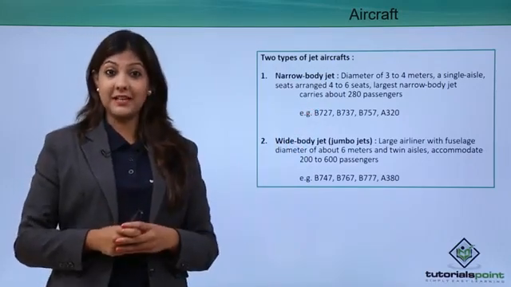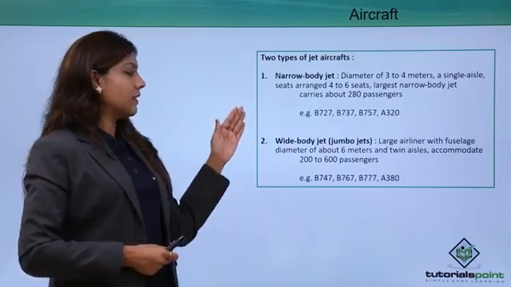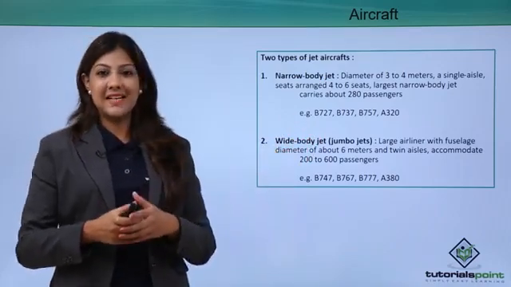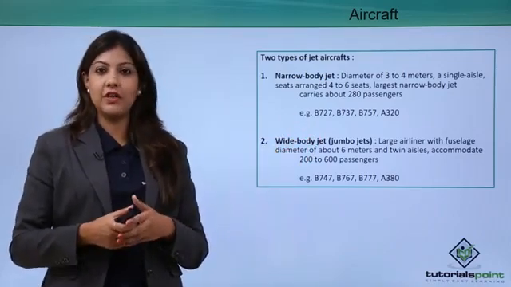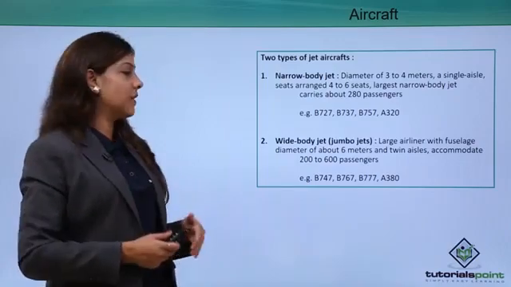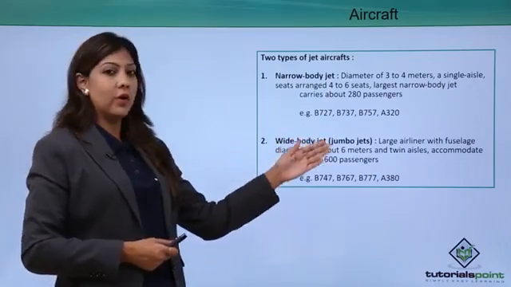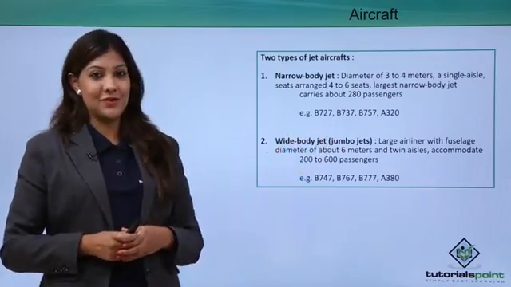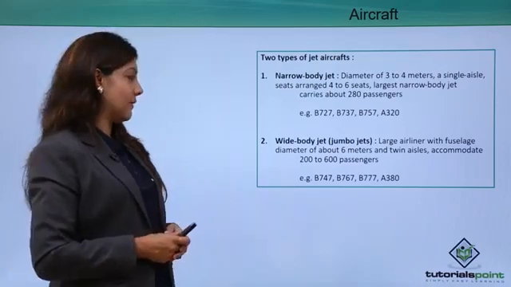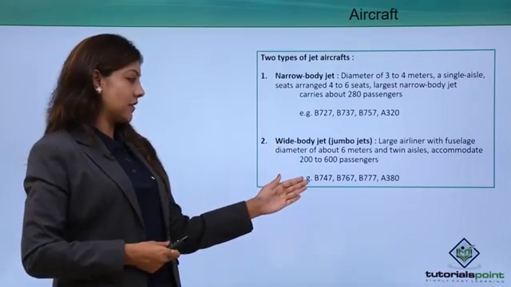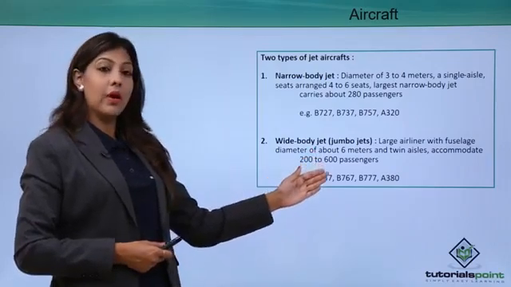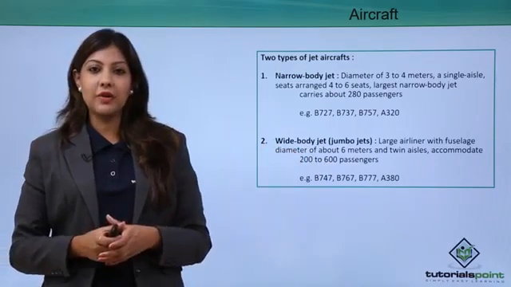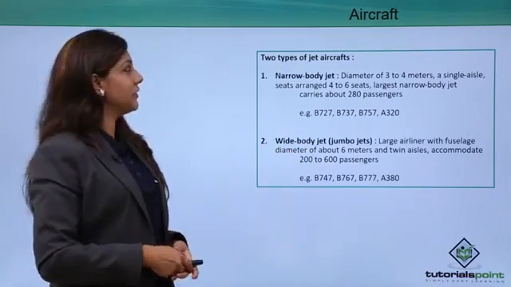Let's take a look at the wide body aircraft. So in the wide body jets, we have a larger airline with a fuselage diameter of about 6 meters. While the narrow one had only 3 to 4 meters, the wider body has about 6 meters and it is always a twin aisle, can accommodate from 200 to 600 passengers. Let's take a look at the examples of wide body. We have Boeing 747, Boeing 767, Boeing 777 and Airbus A380. So that's a little brief about narrow and wide body aircraft.